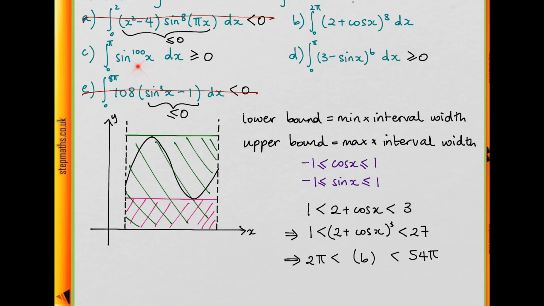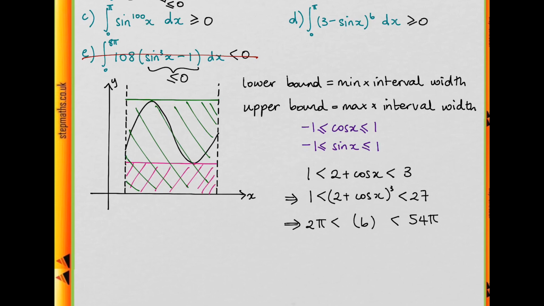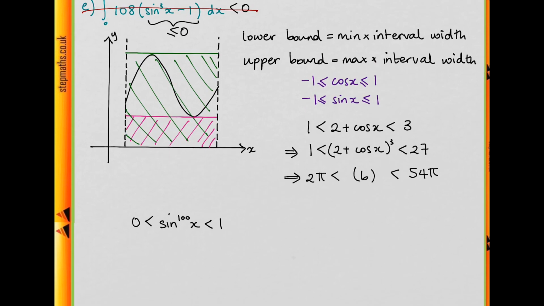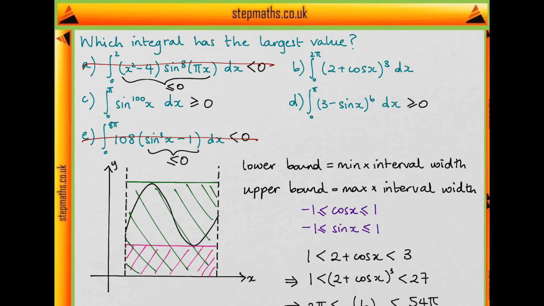Okay, so now looking at c, so sine to the 100x is going to be between 0 and 1. And so because our interval has width pi, the integral c is going to be between 0 times pi and 1 times pi. And already we see the upper bound for c is less than the lower bound for b, so b is definitely going to be bigger than c. So we can rule c out as an answer too.